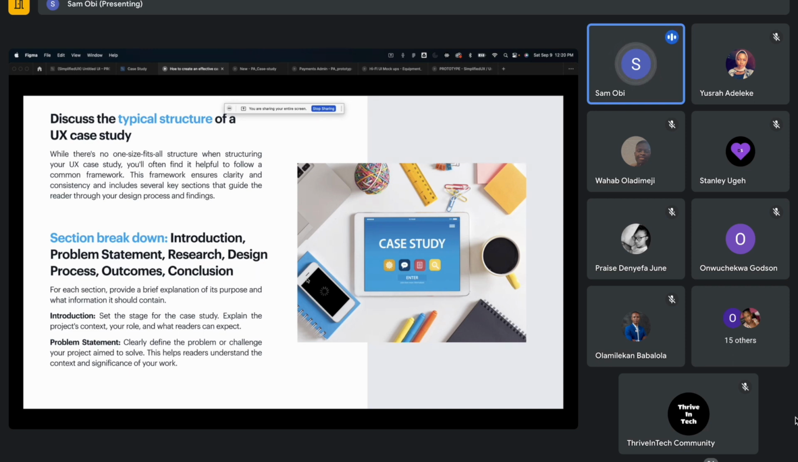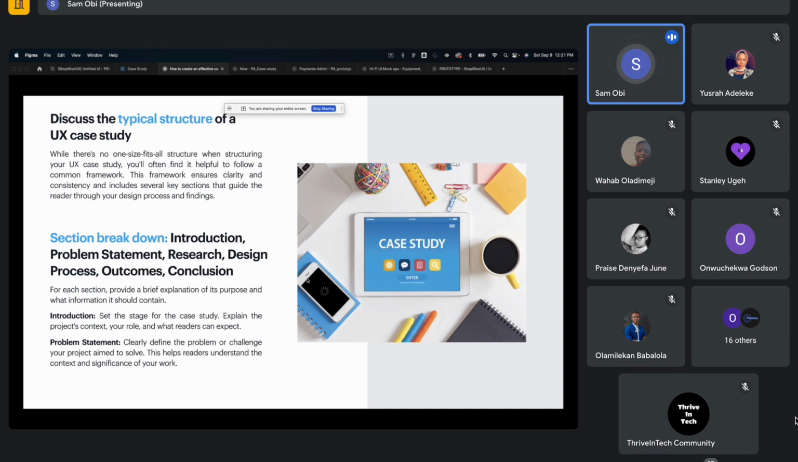While there is no one-size-fits-all structure when structuring your UX case study, you often find it helpful to follow a common framework. This framework ensures clarity and consistency, and it includes several key sections that guide the reader through the design process and findings. We're going to break down these different sections and look at how they work. For each section, we're going to provide a brief explanation of its purpose and what information it should contain. Look at your introduction. Some people call it overview, right?